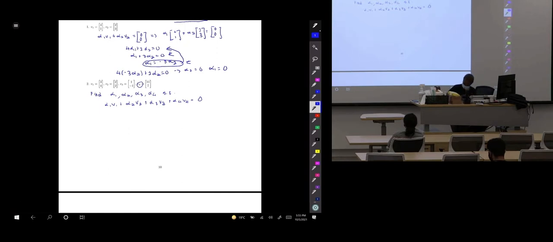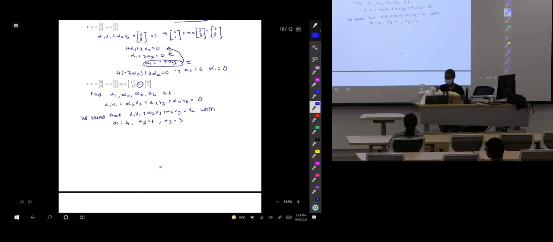From the previous problem, we found that alpha 1 v1 plus alpha 2 v2 plus alpha 3 v3 was equal to v4 when alpha 1 is equal to 4, alpha 2 was equal to 2, and alpha 3 was equal to 3. Alpha 1 is equal to 1 here. Right? Do we all recall this?